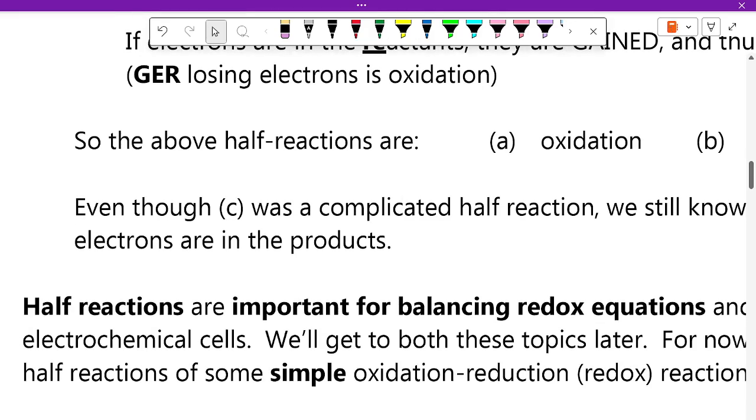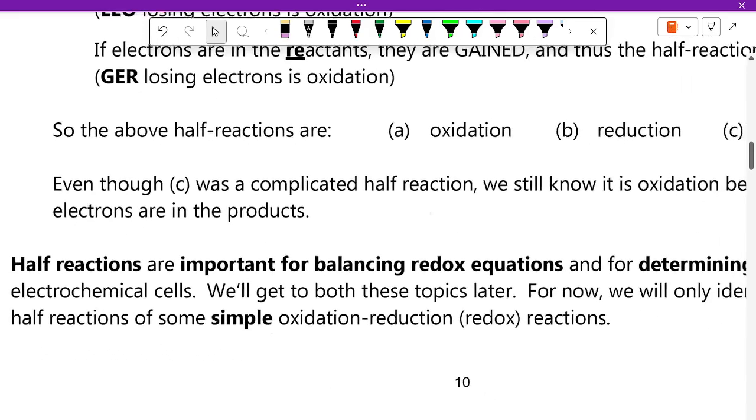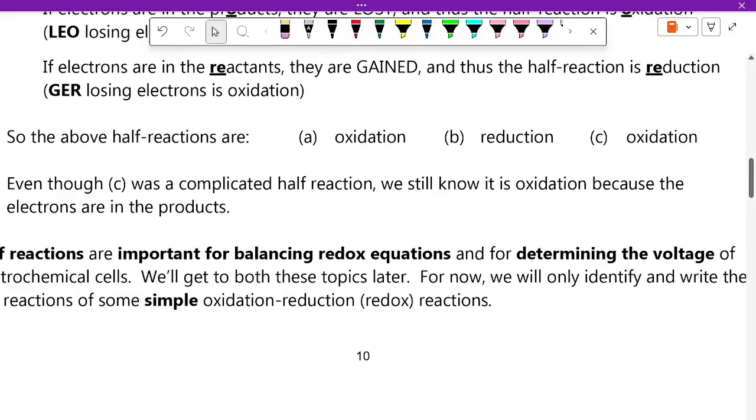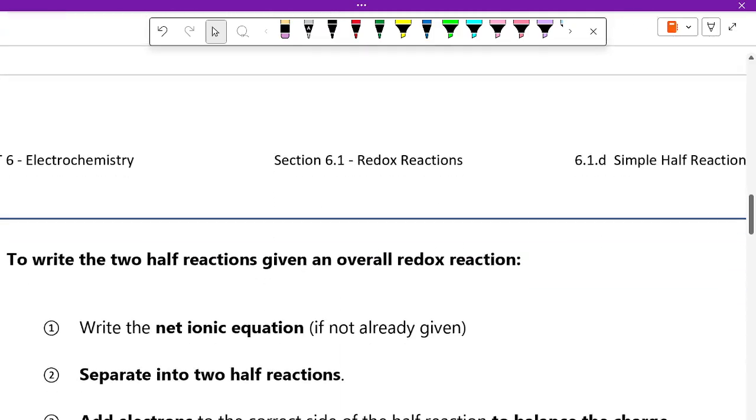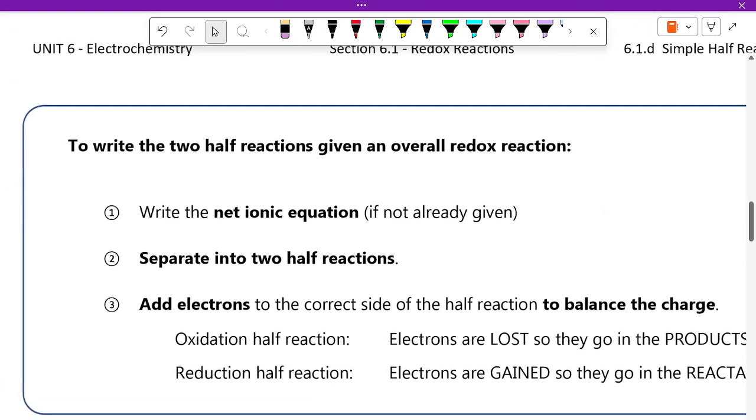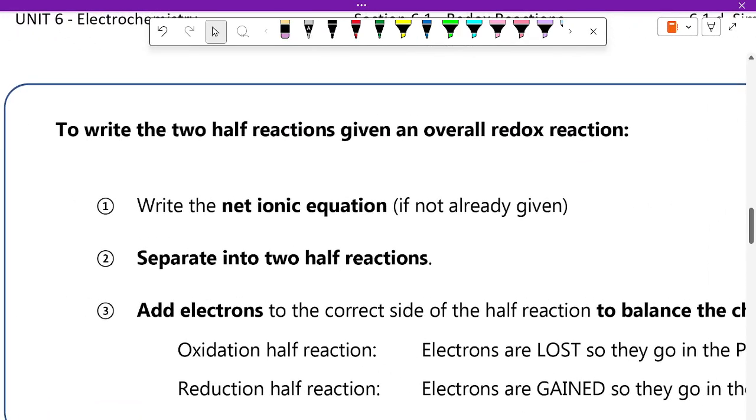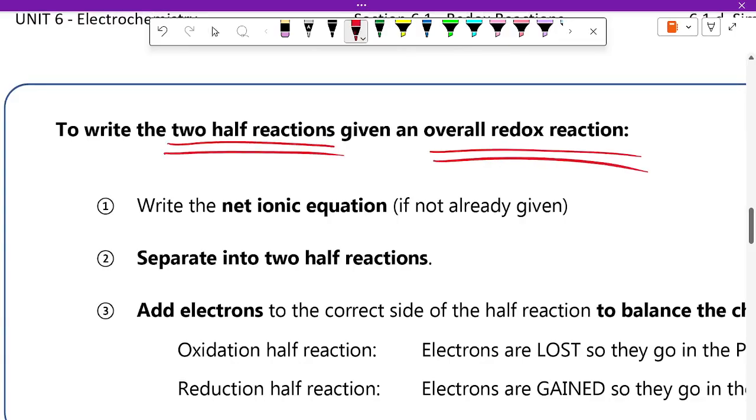Half reactions are important for balancing redox equations and for determining the voltage of electrochemical cells. We will get to both those topics later, one of them later today. For now, we're only going to identify and write some simple redox reactions. So how do we get the half reactions out of an overall redox reaction? Well, we start by writing the net ionic equation.